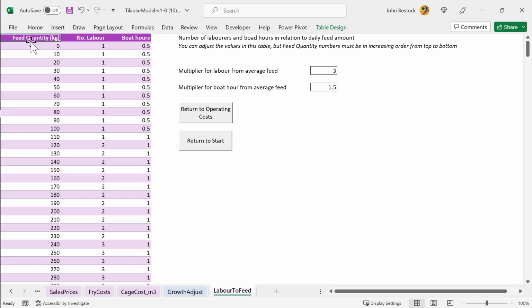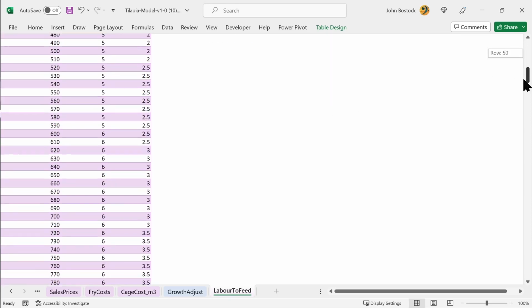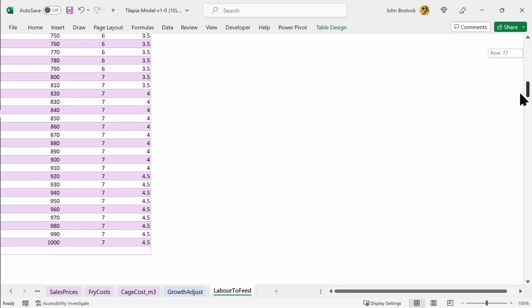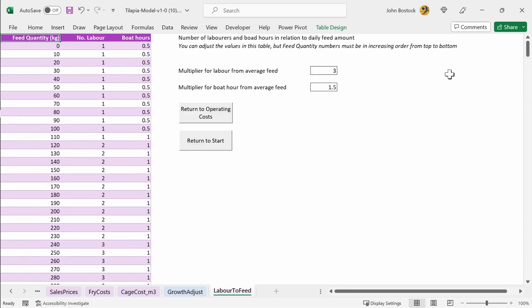This is the lookup table, so firstly you can edit the average daily feed quantity column to suit the range that might be used on your farm. However, ensure the values are in ascending order. The numbers of labourers required to distribute each feed quantity can then be entered in the second column. This table is also used in the calculation of fuel costs by assuming there is a positive relationship between the amount of feed fed and the number of boat engine hours required. Adjust these figures to match what happens on your farm.